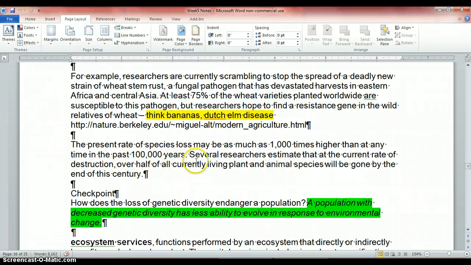The present rate of species loss may be as much as 1,000 times higher than at any time in the past 100,000 years. Several researchers estimate that at the current rate of destruction, over half of all currently living plant and animal species will be gone by the end of this century.